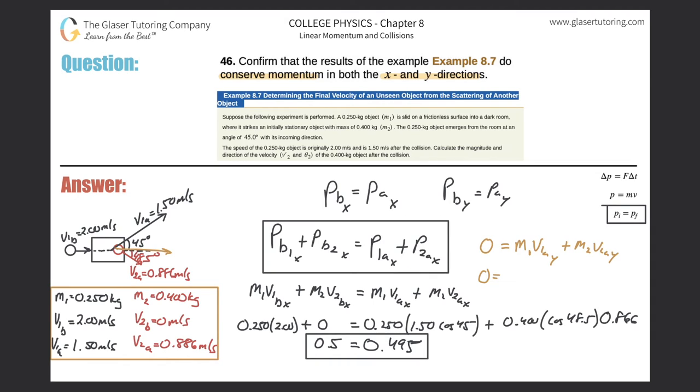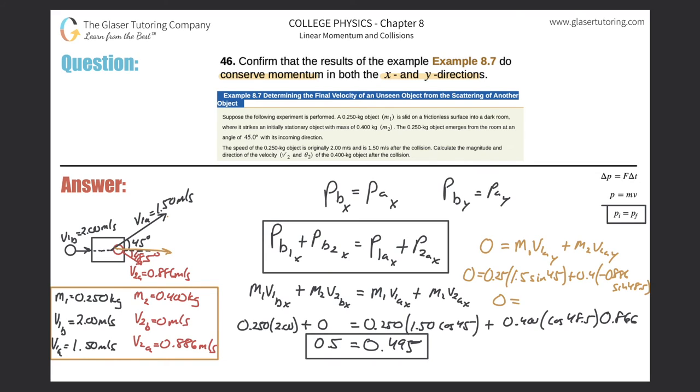So the mass of the first object was 0.25, okay, multiplied by the velocity. Remember the x component, so I need to know this, right? That's sine. So it's going to be 1.5 times the sine of 45. And then plus m2, which was, and I'm going to write it actually underneath because I'm going to move this over a little bit. I think I can squeeze it in there. So we have m2, which was 0.4, multiplied by the velocity. Now here's the y component of the second triangle, right? That I just drew in over here. Realize it's negative. All right, so that's going to now be negative 0.886 multiplied then by the sine of 48.5.